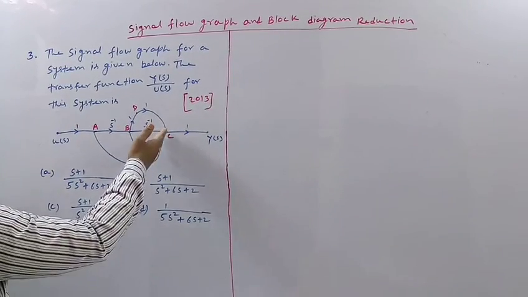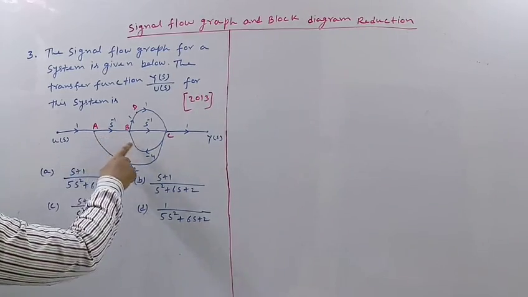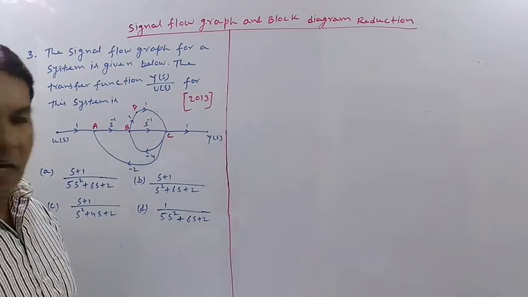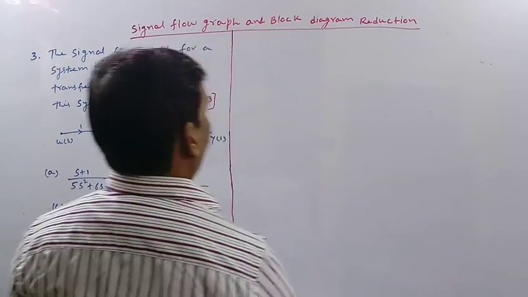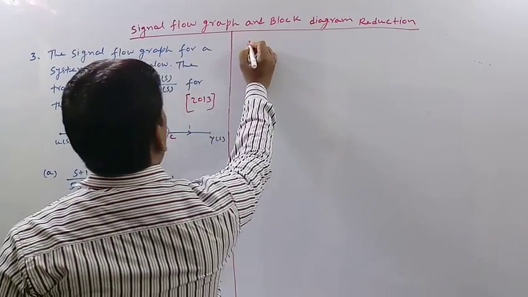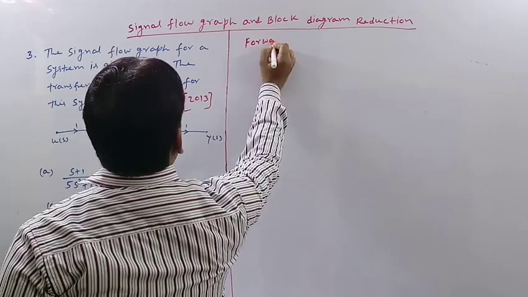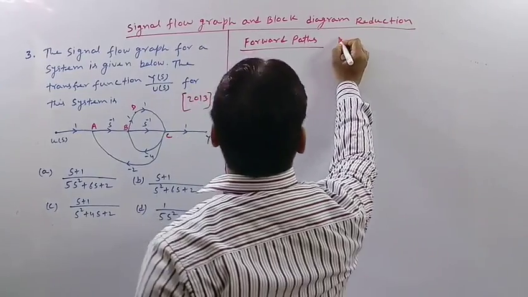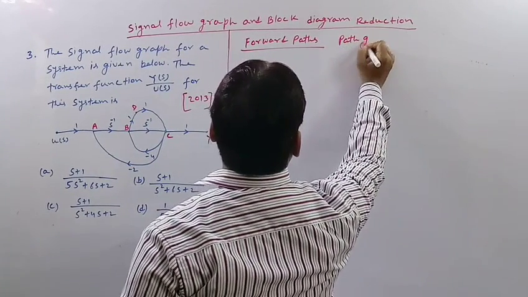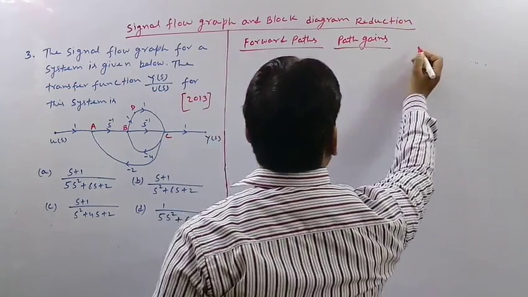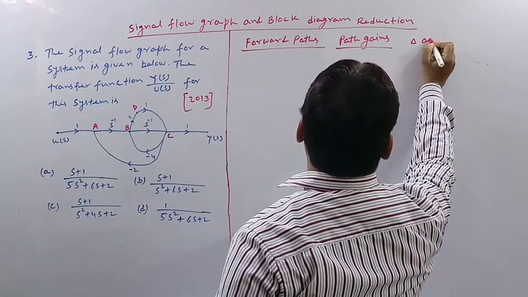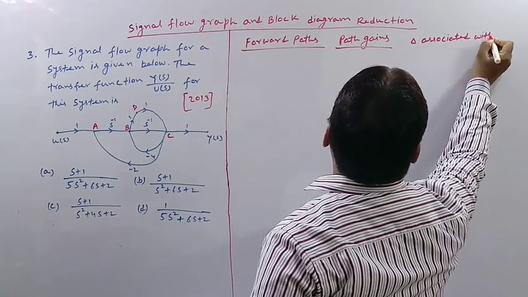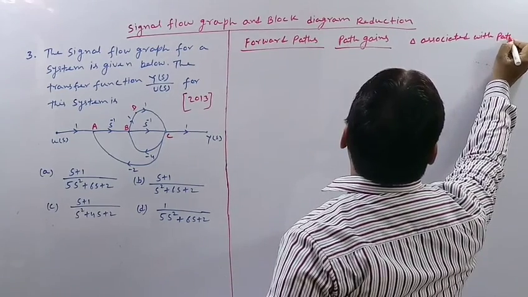Let me see, is there any more forward path? It seems that there is no more forward path. So let us write here what the forward paths are, the path gains, and the delta associated with each path.